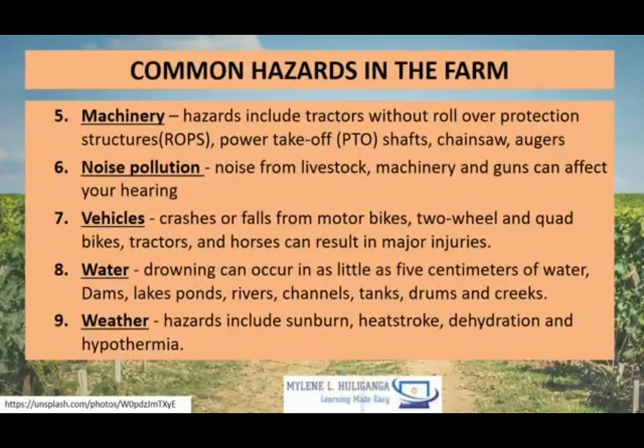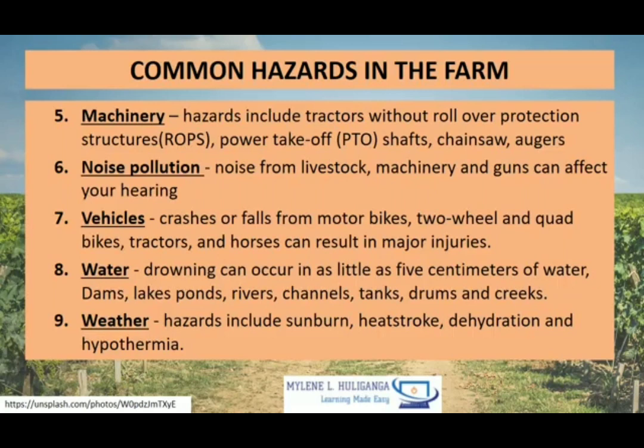Number 5, machinery. Hazards include tractors without rollover protection structures, power take-off shafts, chainsaws, and augers. Number 6, noise pollution. Noise from livestock, machinery, and guns can affect your hearing. Number 7, vehicles. Crashes or falls from motorbikes, two-wheel and quad bikes, tractors, and horses can cause major injuries.